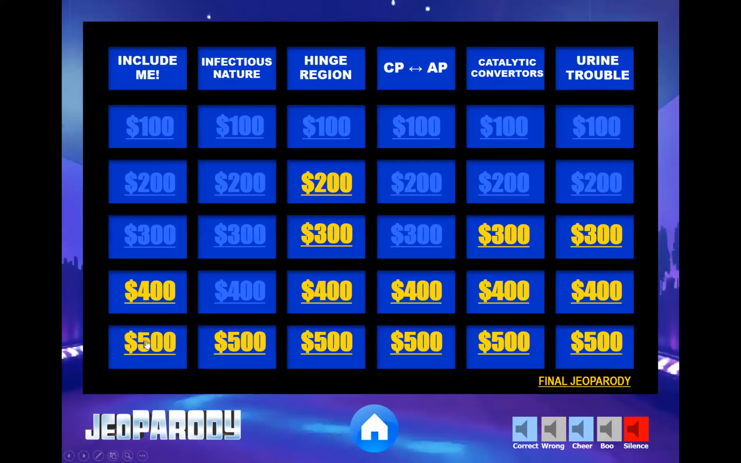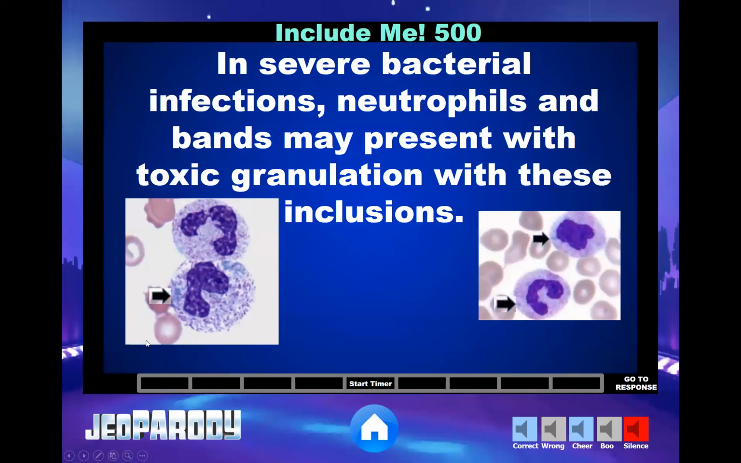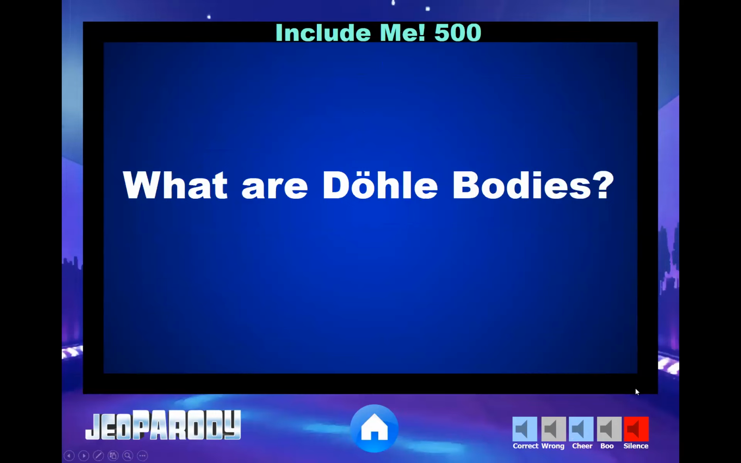$500 for include me, top of this category. This answer is in severe bacterial infections, neutrophils and neutrophilic bands may present with toxic granulation and these inclusions. What are these inclusion bodies? See a guess for myeloperoxidase. Dohle bodies from our anonymous attendee. Chris also agrees these are Dohle bodies, and that is the intended response. So Dohle bodies.